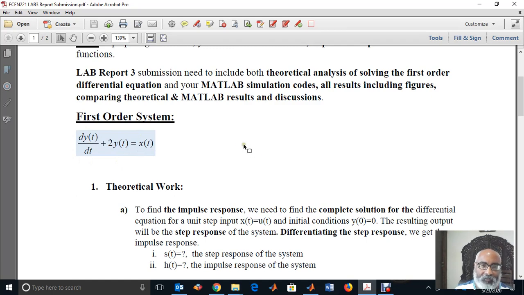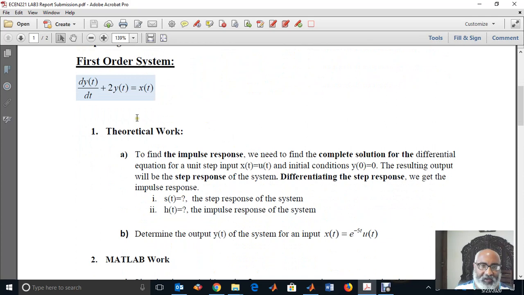Now in the theoretical work, what you should do is find the impulse response and the step response of the system. Okay, this is the first order system. Find the impulse response and the step response of the system. How do you find the impulse and the step response? Here I have some hints on how to do it.